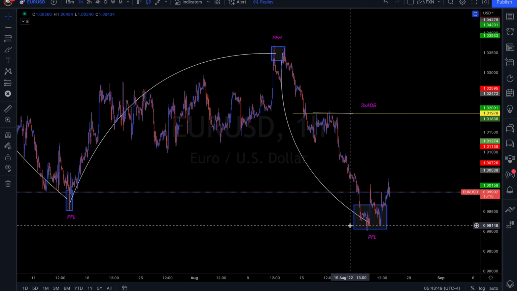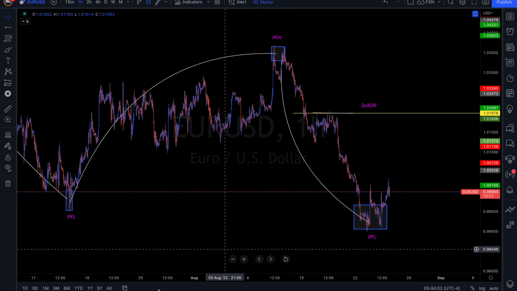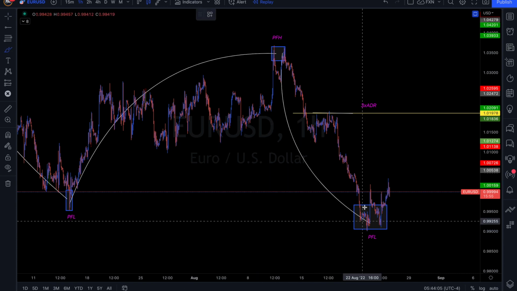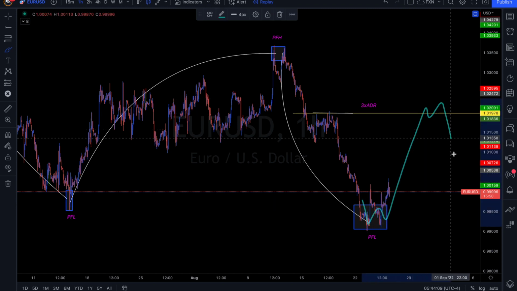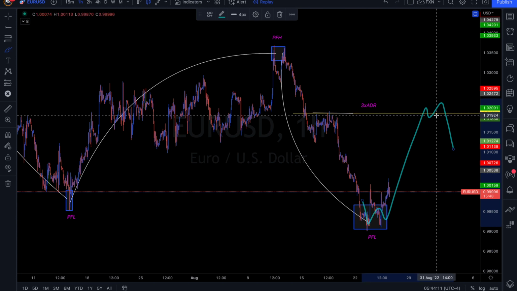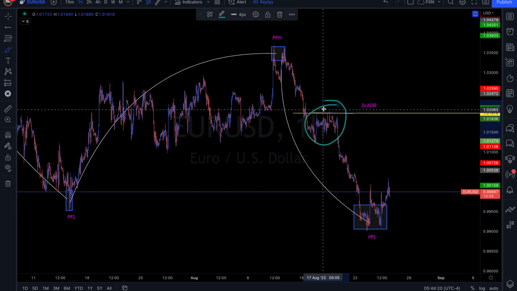The question becomes, guys, is the pullback going to be for a fully completed cycle, or is it going to be a pullback for just a reset? What I mean by that is, up here, if we do a full cycle like this, and we do this, this would basically be a full cycle, 3 times ADR. That would make sense.